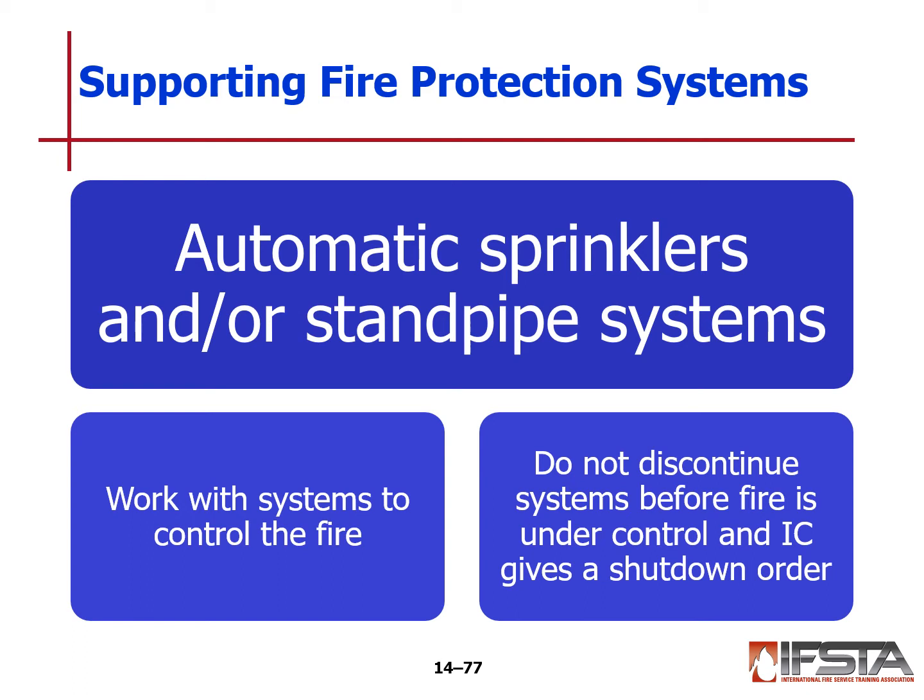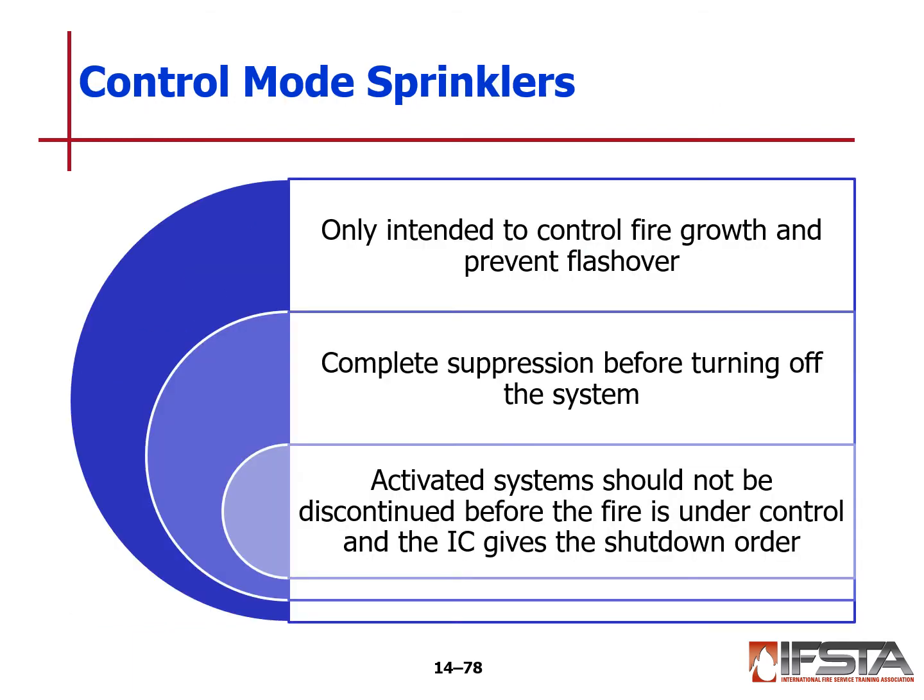Believe me, they're helping us out greatly, but sometimes when occupants store materials too close to them, they suppress but they don't reach full potential. We still need to get in there, overhaul, and fully put out the rest of the fire. Sprinklers are only intended to control the fire's growth and prevent flashover. That's their design, and that's how they are put to work. Complete suppression again before turning them off or deactivating the system. Systems that are active should not be discontinued before, again, the fire is under control.